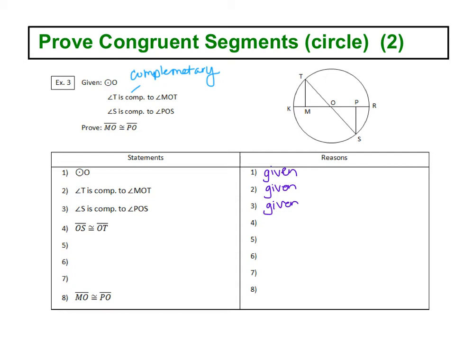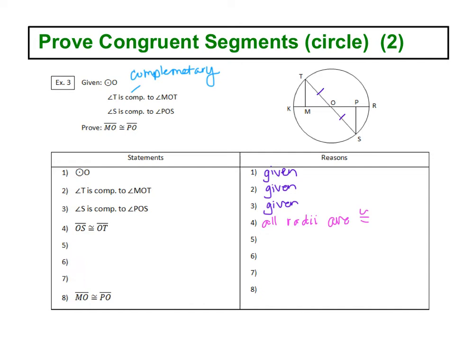All right, now this next one, this is something we can come up with on our own. It says that OS is congruent to OT. So let's go ahead and fill in that mark, that congruency. OS is congruent to OT. How did we know that though? That goes back to the radii of a circle. All radii are congruent. See how nice circles are? Okay.